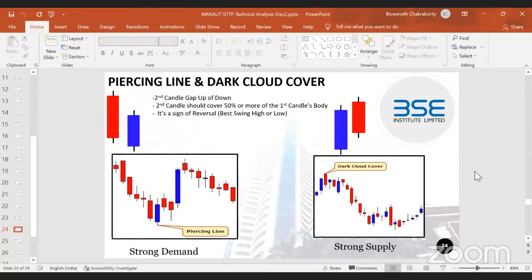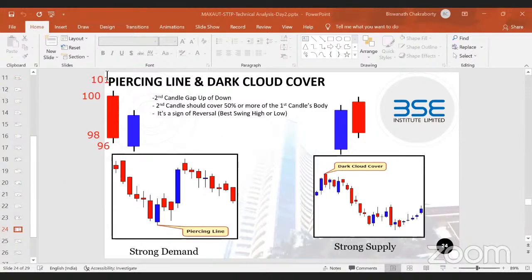Another candlestick pattern, the piercing line. Piercing line means what? The first candle is a red candle. So I think if I come up with the values, it can be easier. Say, for example, the red candle: the stock opened at 100, high at 101, close at 98, with a low of 96.